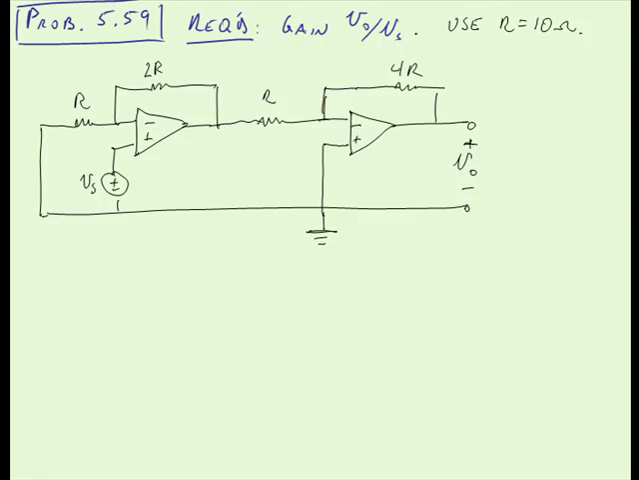Here we're going to look at problem 5.59 of Alexander and Sadiku's 5th edition. And the goal of this problem is to find the gain, or the ratio of the output to the input of this op-amp circuit. Now before I do any calculations, I want to see what I have in my system.